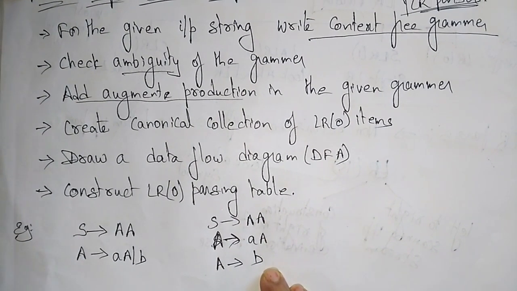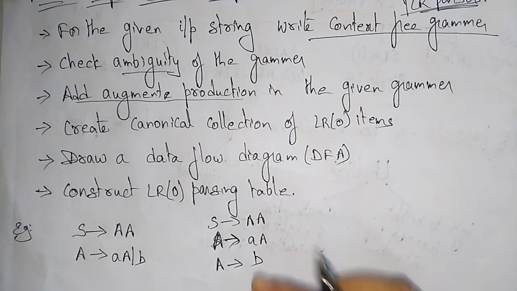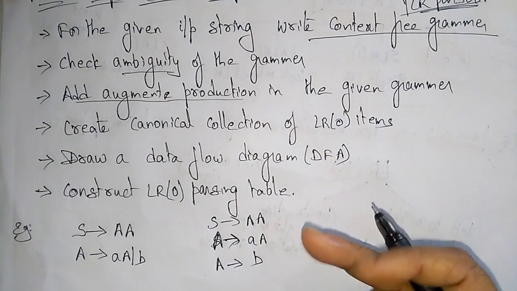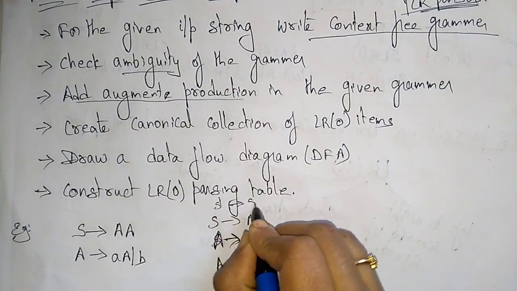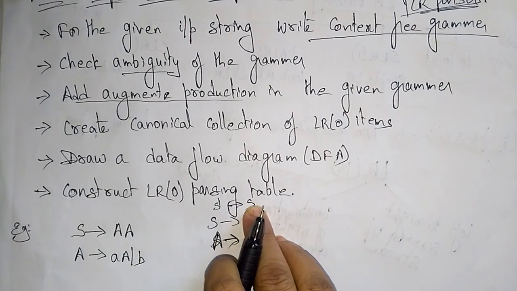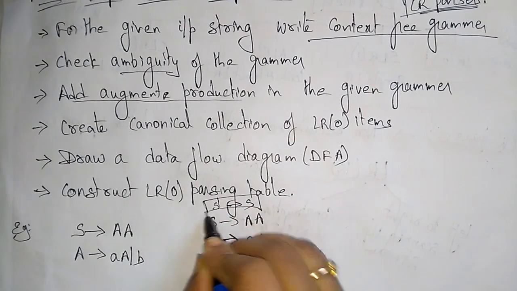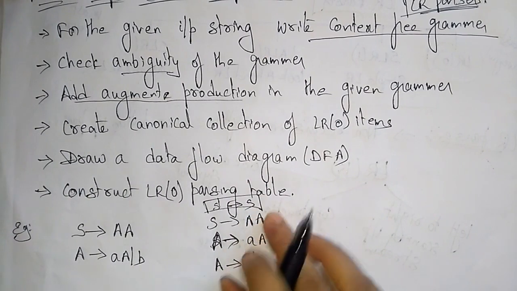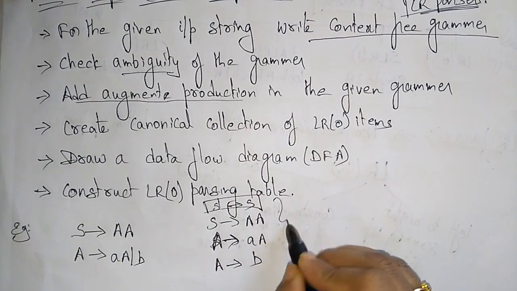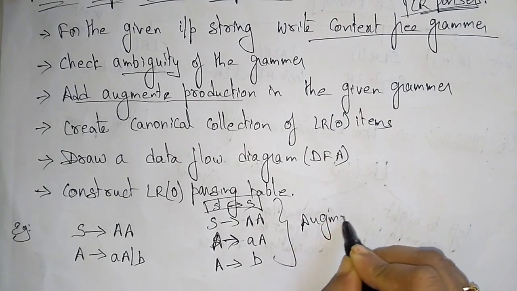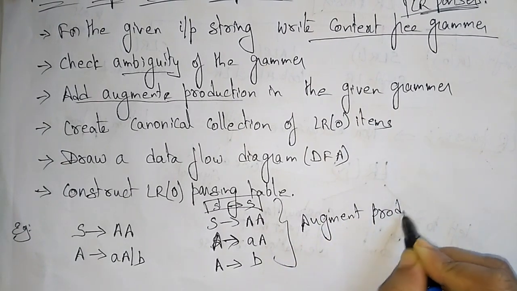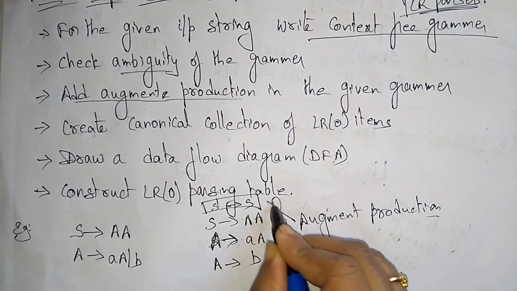The augmented grammar G' will be generated if we add one more production to the given grammar G. Let's take S' produces S. I just added one more production. Whenever you add one more production like this, you call it an augmented grammar, and this is the augmented production.